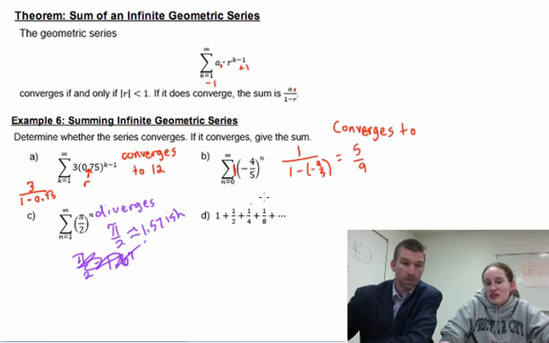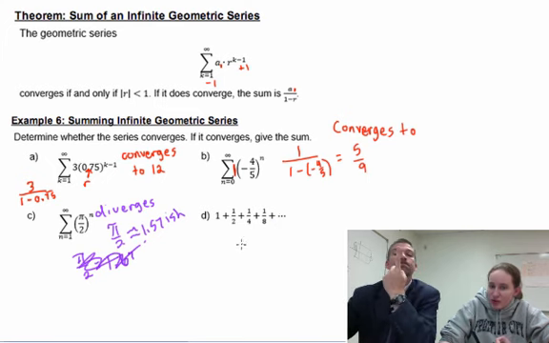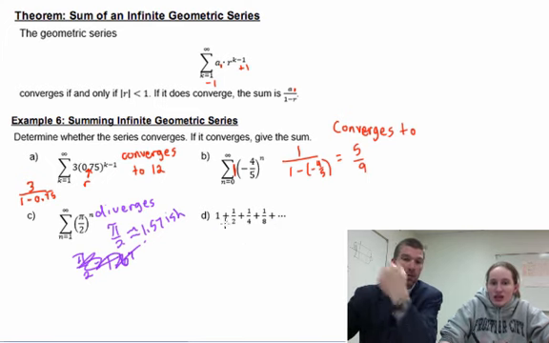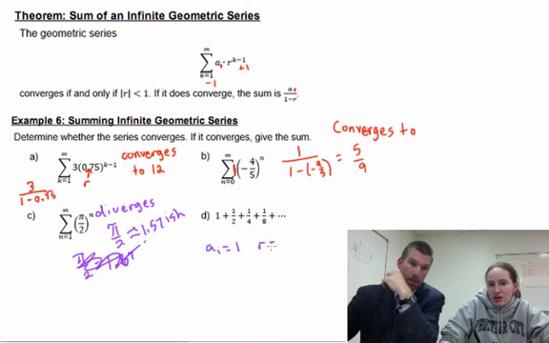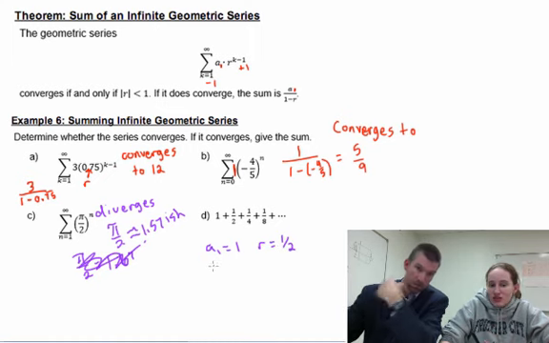This one right here is not written in summation notation, which is a little annoying. But we can still find a and r. We got a first term, though. And we can figure, because a1 is 1, and then r is, what are we multiplying by each time? It looks like a half. Looks like a positive half, even. And so that is something that should converge, and we can just plug it in.